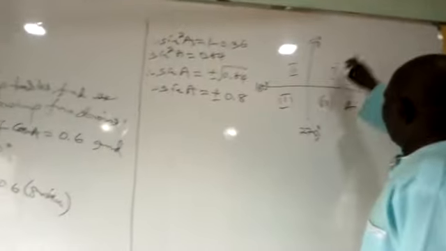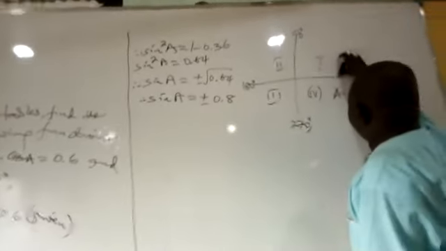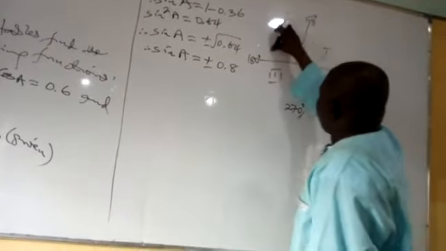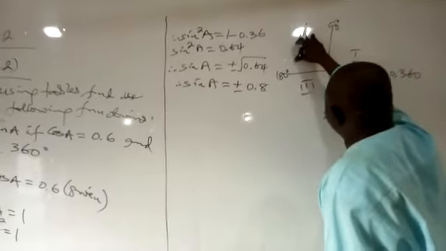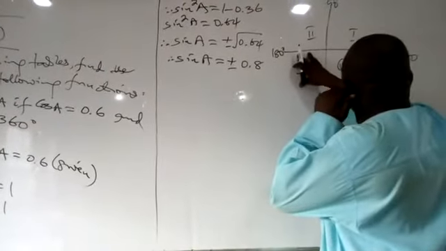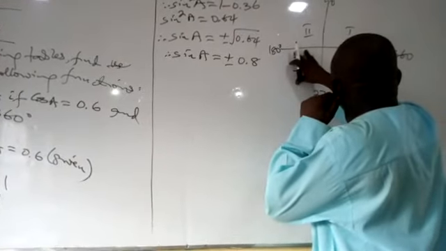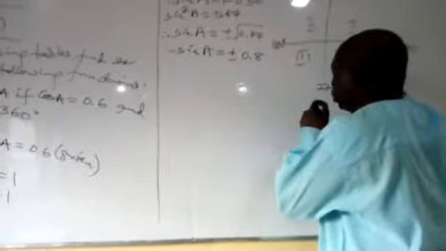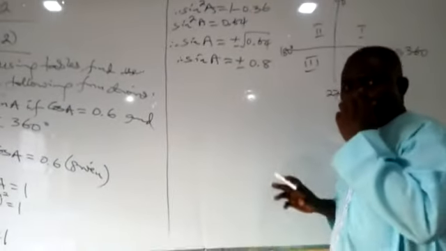Now we do know that in the first quadrant all are positive. What do we mean by all? Sine, cos, tan are all positive. In the second quadrant, only sine is positive. In the third quadrant, it's only tan that is positive. So in the fourth quadrant, only cos is positive.